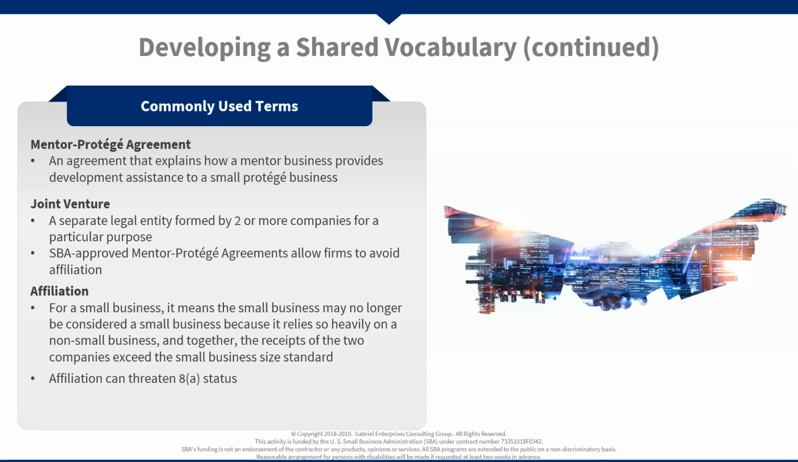Affiliation, just real quickly, is the idea that if you become affiliated with another company, you combine the receipts of those two companies and can render a small business no longer small. In some cases, because it is relying too heavily on a non-small business, and that non-small business can be a subcontractor. So we'll talk about some of these things. You have to be very careful with what you're allowing a subcontractor to do in these agreements. And of course, if you're not a small business, you can have issues with your 8A status.